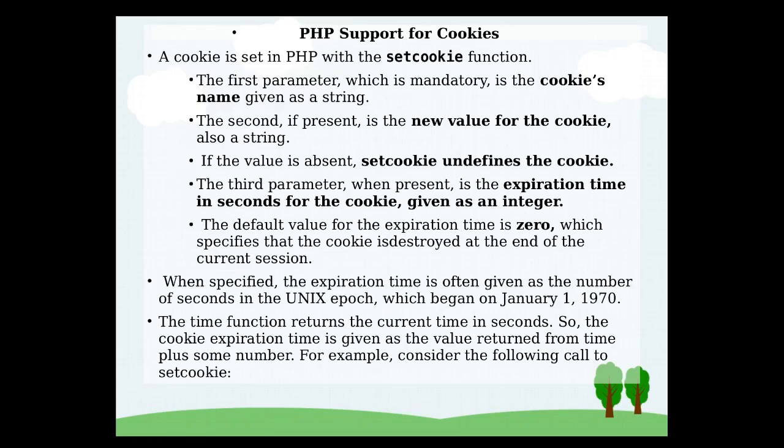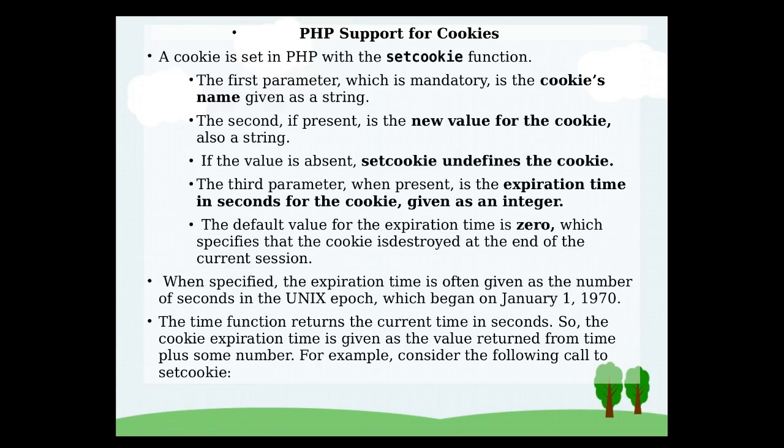The first parameter, which is mandatory, is the cookie's name. It is a string. Second is the new value for the cookie. It is also a string. But if the value is absent, setcookie undefines that cookie. The third parameter is the expiration time. It is in seconds for the cookie, and it is given as an integer. The default value for the expiration time is 0, which means the cookie is destroyed at the end of the current session.